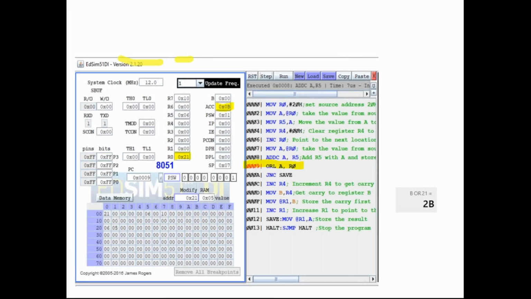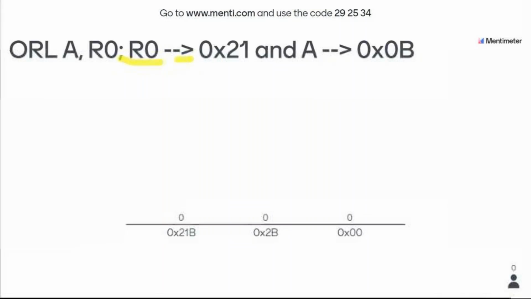So there's going to be another quiz. So please open menti.com and be ready. So the question is, I'm going to do an ORL, which is logical bitwise OR. So between two registers A, R0, the value at A is B and the value at R0 is 21. So I think that's the next question.